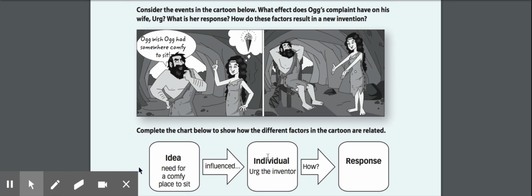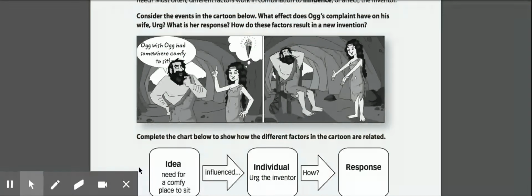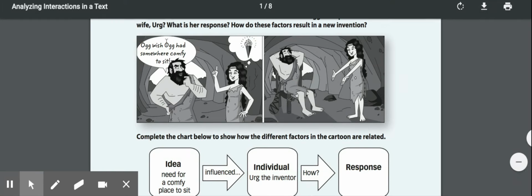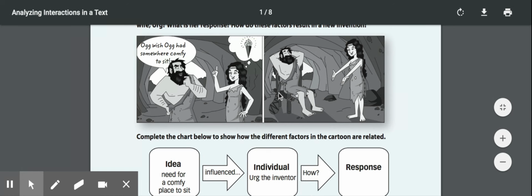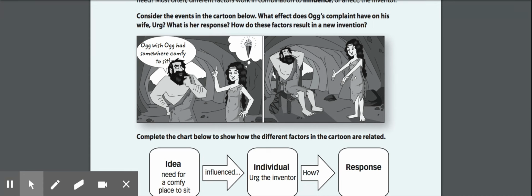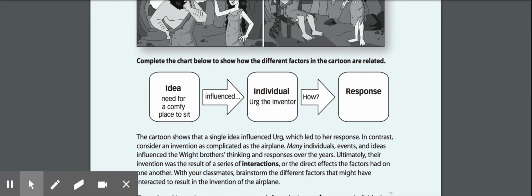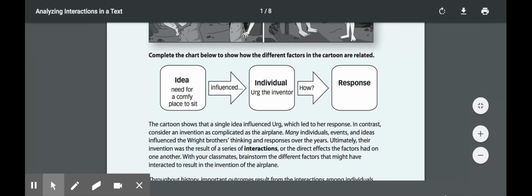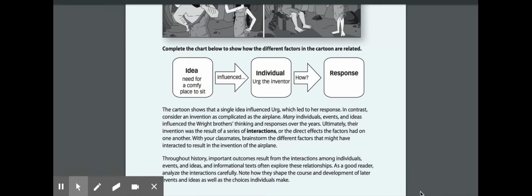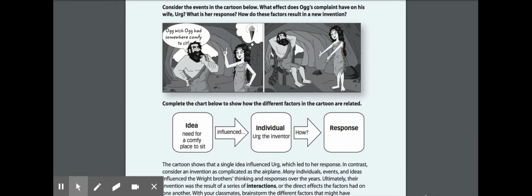Influence. So she was influenced by what he said. The individual that was influenced was not Og, the inventor. How? So here's the idea, here's the person who was influenced. What does she do? She's inspired. She invents the chair, right? If we look at this cartoon, we'll notice that the single idea influenced Earth, which led to her response. She invented the chair.